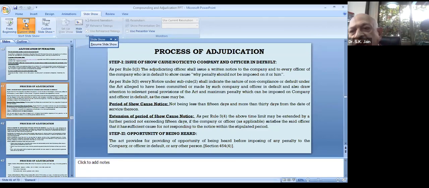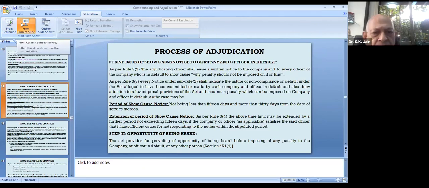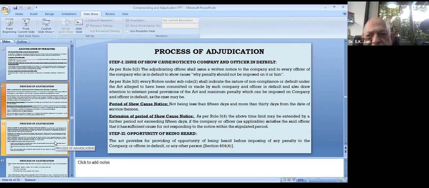Now, supposing ROC has not issued any show cause notice, then whether any company on its own can file adjudication proceeding? For availing adjudication proceeding, yes, the company can suo motu apply for adjudication of the case. So as per rule 3(3), every notice under sub rule 2 shall indicate the nature of non-compliance of default under the act alleged to have been committed or made by such company and officer in default.